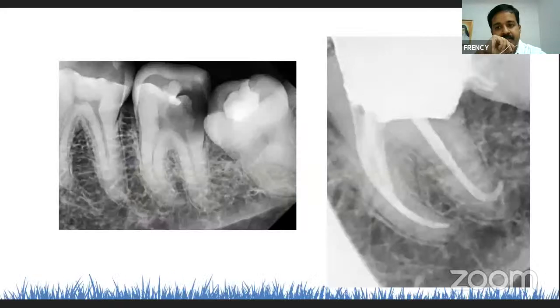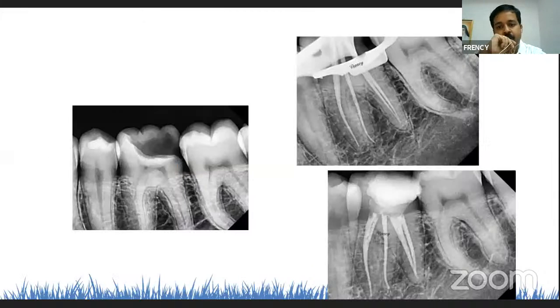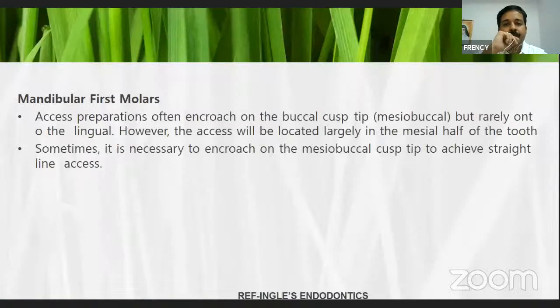Here you can see the distal exit of the distal root. Here also you can see the distal root having 2 distal portals of exit. Sometimes you may have 2 mesial roots for the mandibular molars. It's not very common. Then mandibular first molars, access preparations often approach the buccal cusp tip, that is mesiobuccal, but rarely onto the lingual. Your access preparation should be slightly towards the buccal.